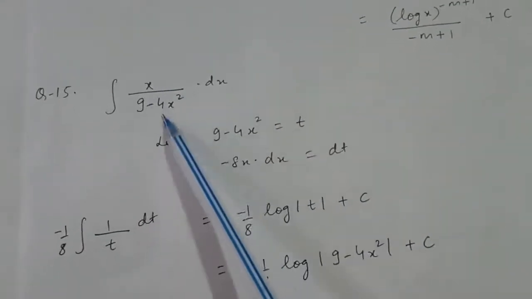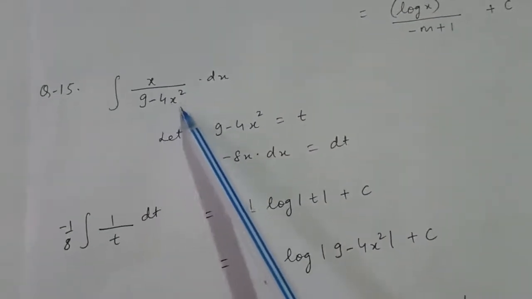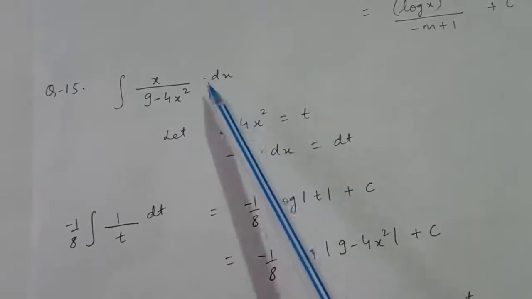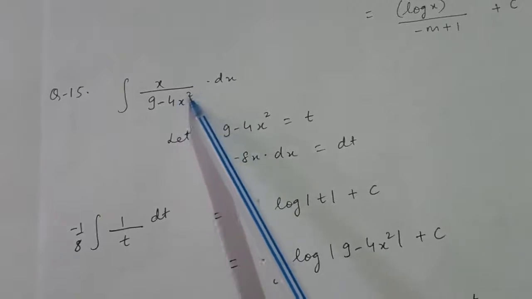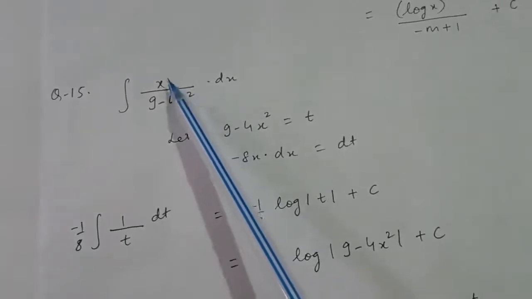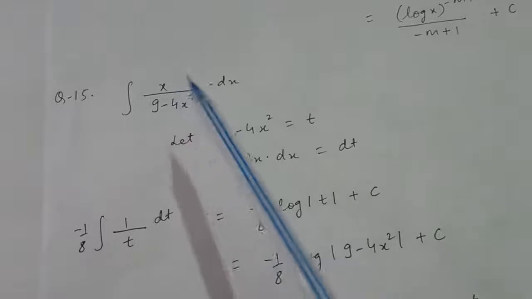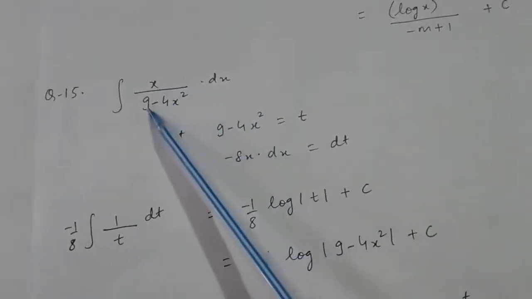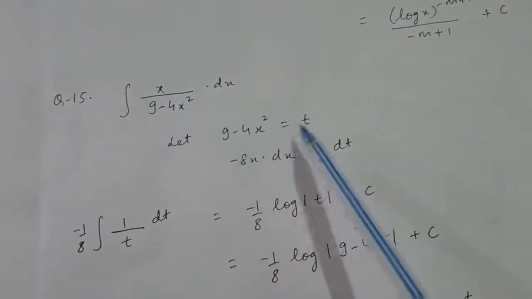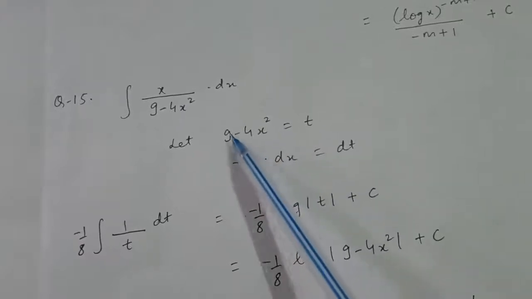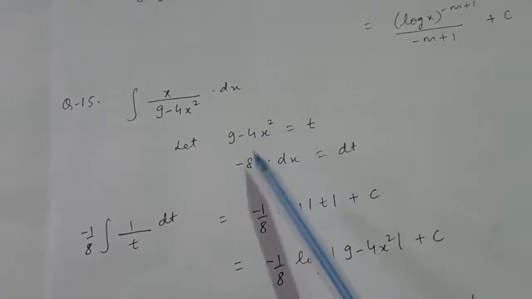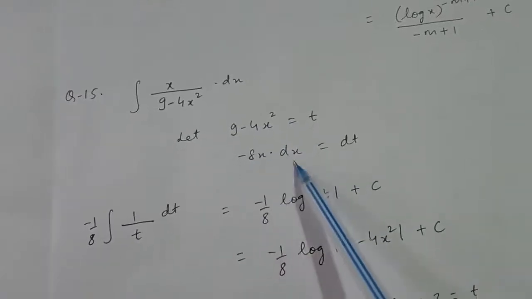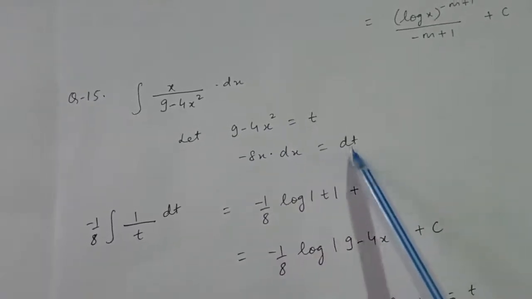Now question number 15th is integral of x upon 9 minus 4x square into dx. So we know the derivative of x square is 2x, right, and x exists in the integrand. Therefore we will take this complete denominator as equal to t. Then the derivative of 9 is 0 and derivative of x square is 2x, so you will get minus 8x into dx equal to dt.